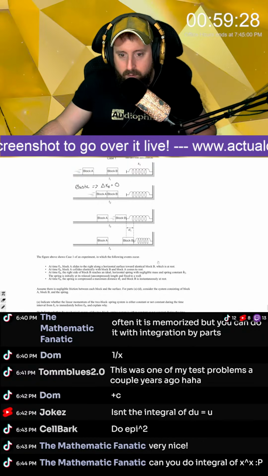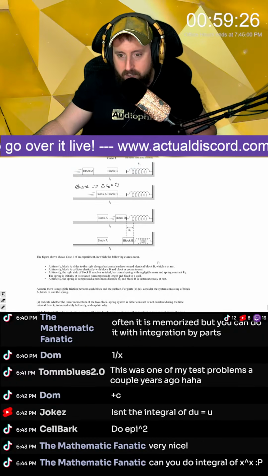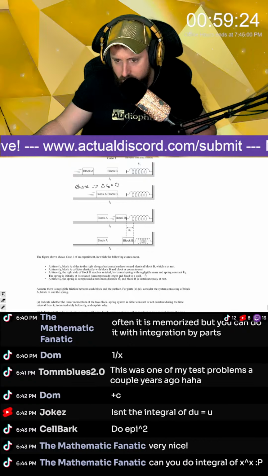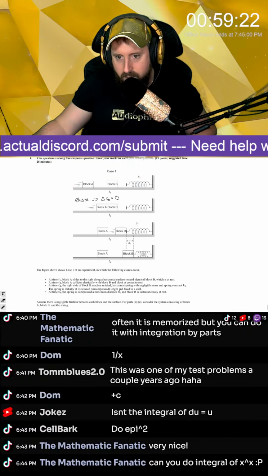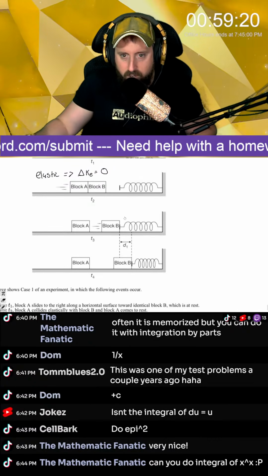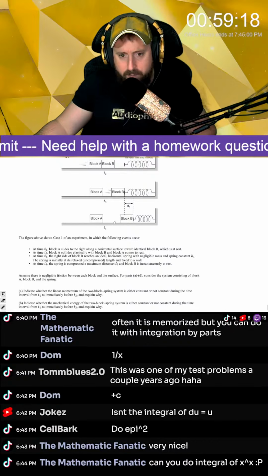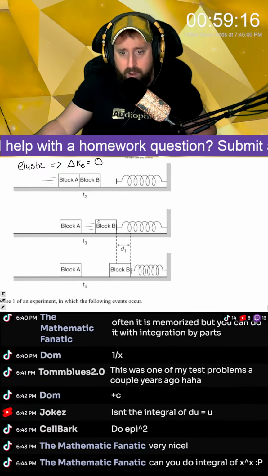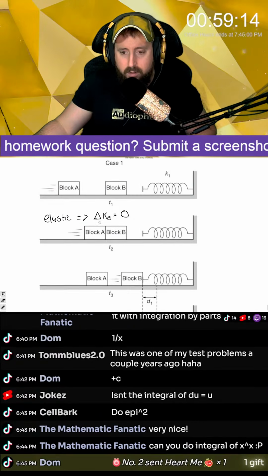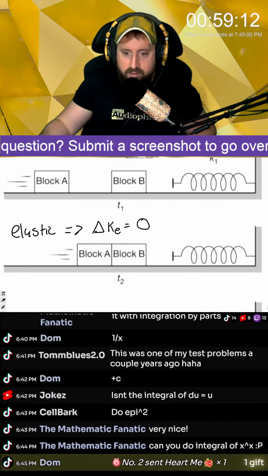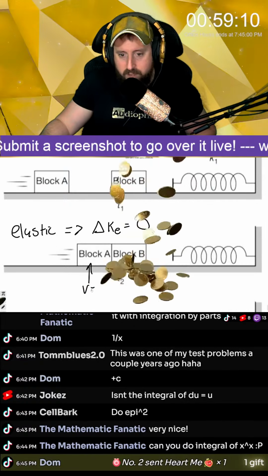The right side of block B reaches an ideal horizontal spring. Okay, it's initially at rest. Oh, and block A comes to rest. Oh, very cool. Okay, so this collides. But now v is equal to 0.